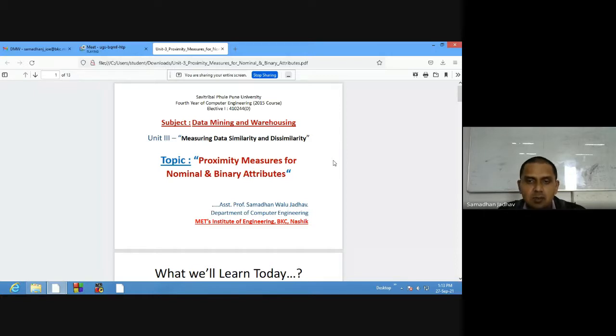So we have different formulae to measure the similarity between objects which are represented by different types of attributes, that is nominal, binary, ordinal, and numeric. Today we are going to see, if the attributes are of nominal type or binary type, how to measure their similarity, how to measure similarity between objects.